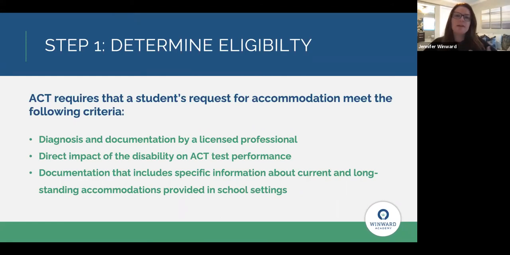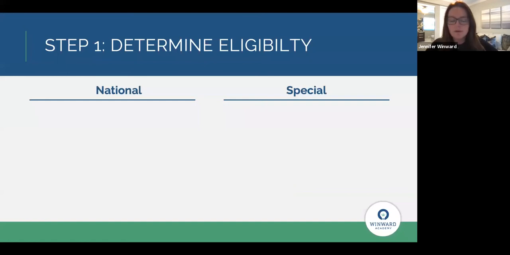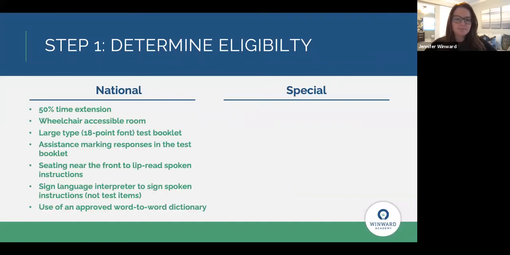So again, when you're thinking about, am I eligible, you want to make sure that you can check all three of these boxes before you go through the process of applying, because this is going to be how they determine whether or not you're eligible.